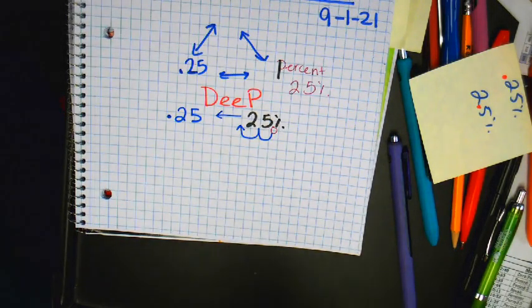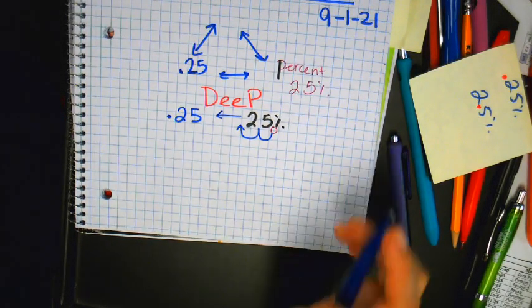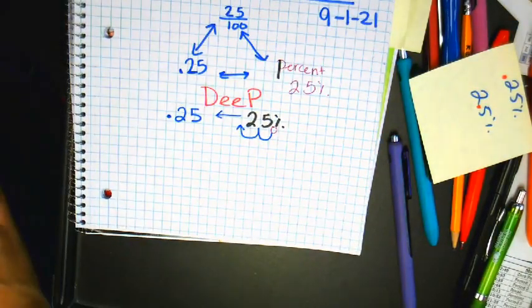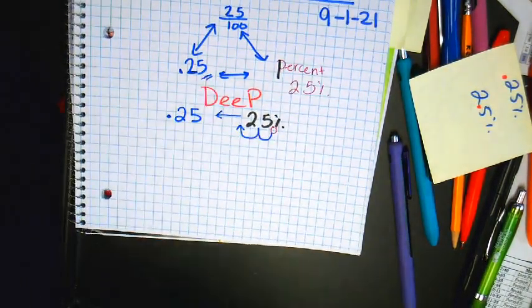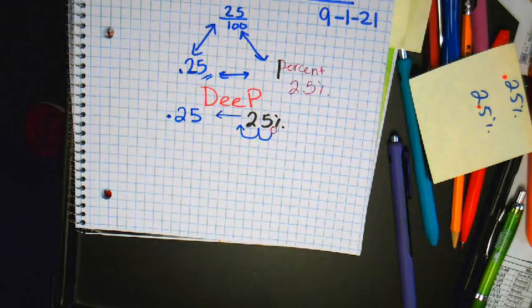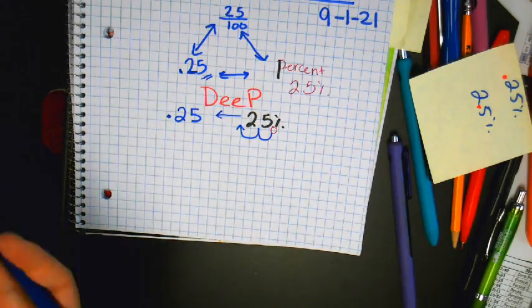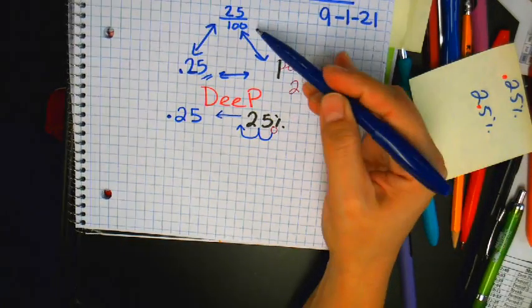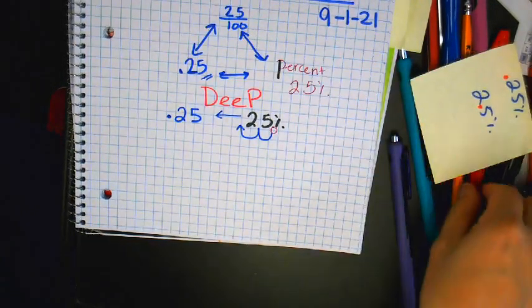All right. What's my fraction? 25 what? Over 100. Very good. Because the 5 is in the hundredths place. And then what are percents always out of? Like when you take a test, what percent do you want? 100%, right? So percents are out of 100. Okay, are we okay? All right.